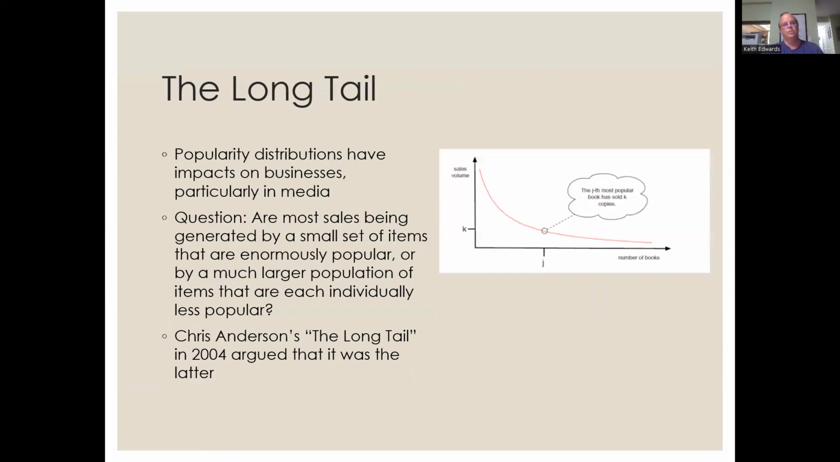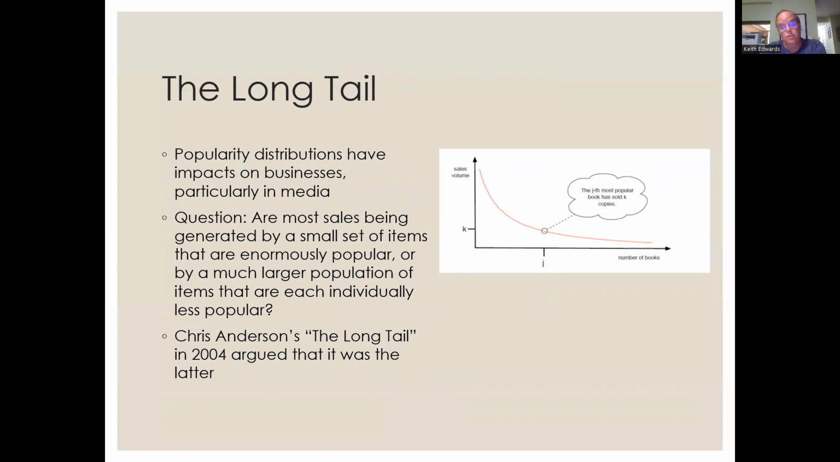And this leads us into the long tail phenomenon. Popularity distributions have impacts on business, particularly in media. So which ones do you sell? Are most of the sales being generated by a small set of items that are enormously popular, or by a much larger population of items that are each individually less popular? And Chris Anderson's Long Tail in 2004 argued that in the age of the internet, it's the latter.